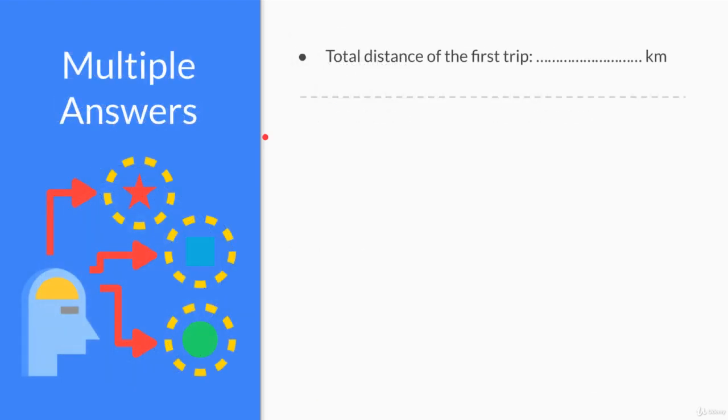The next trap is the multiple answers trap. So here's a sample question. Total distance of the first trip, how many kilometers? So we can already guess that this is going to be some sort of a number, right? Since we're talking about the distance. So here is the transcript.